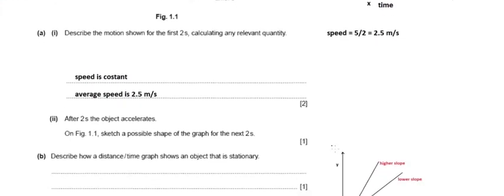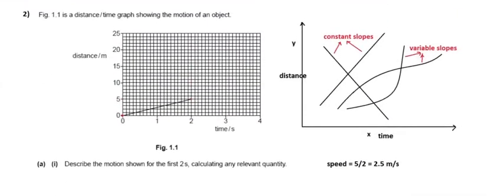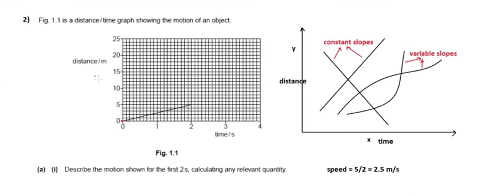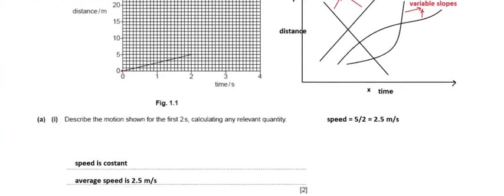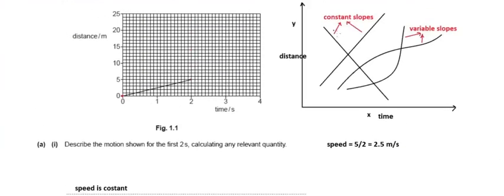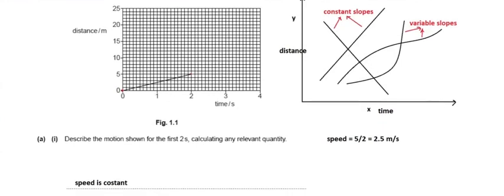Now the second part: after 2 seconds the object accelerates, and on figure 1.1 sketch the possible shape of the graph for the next 2 seconds. The main important point is that the object is accelerating. This is the distance time graph, so the slope is speed, and the speed is constant over here because this line is a straight line. For a straight line the speed is constant, and for constant speed the acceleration is zero.